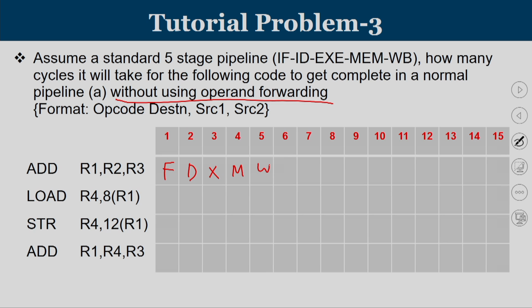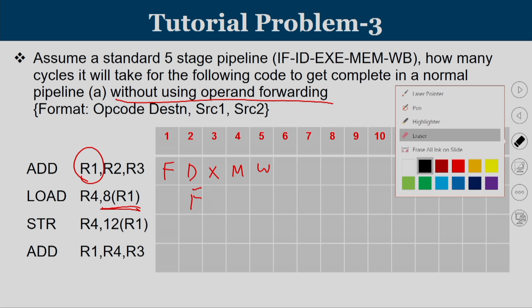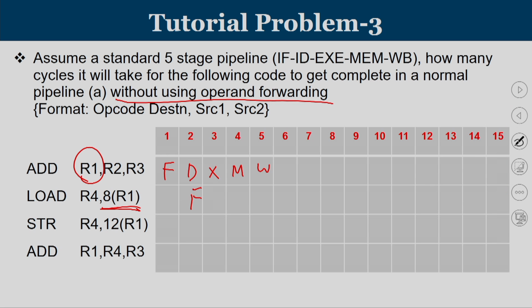Let us see whether there is any dependency. Here there is a value R1, and that R1 is used in the address computation for the load. So, it is fetch, decode, and R1 plus 8 has to be used. If it is without operand forwarding, then the decode stage cannot be completed, because my ID stage is possible only after the value is written to R1, because the load instruction has to read the value of R1.